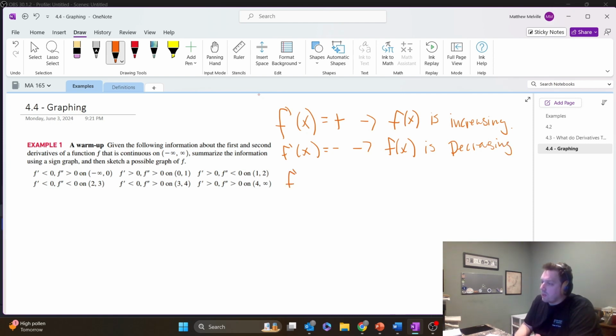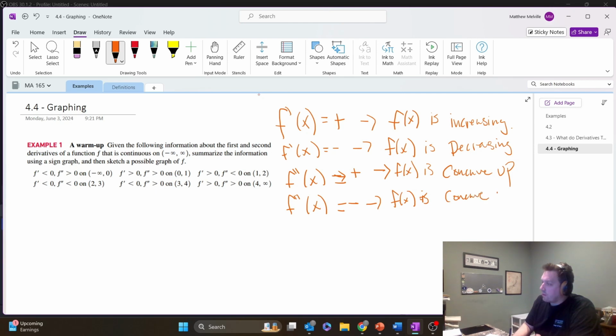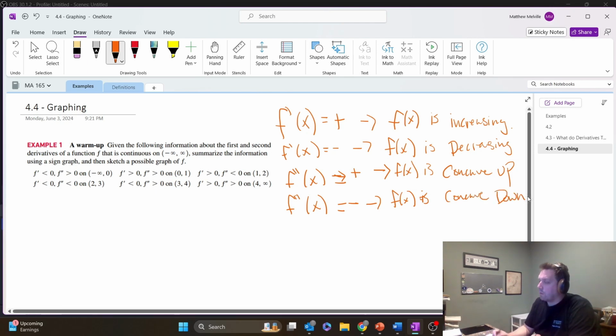And then we know if the second derivative is positive, that means that the derivative is increasing, which means that f of x is concave up. And if the f double prime is negative, oops, I have two errors on this one, then that means that my function is concave down. There we go, getting better with this.